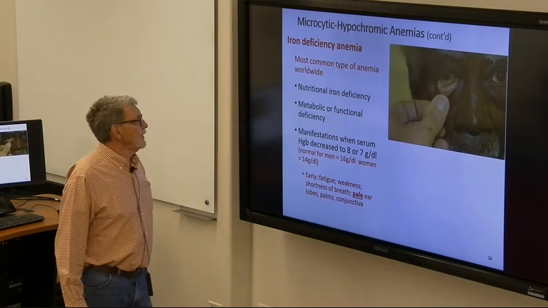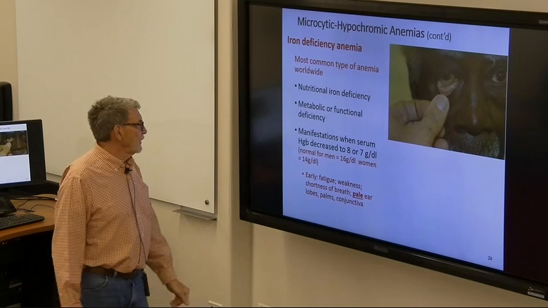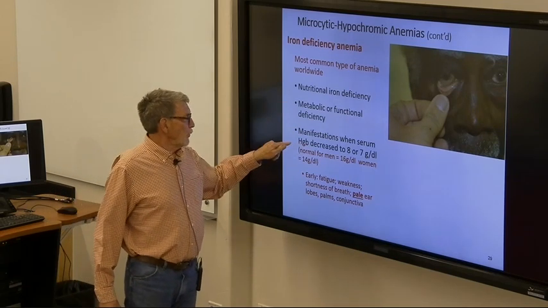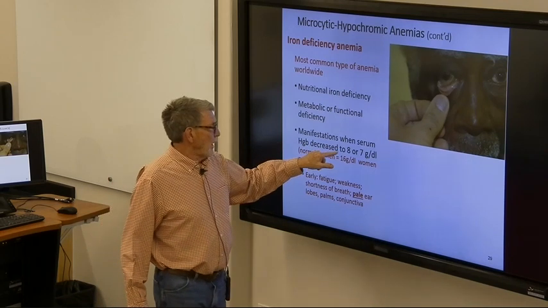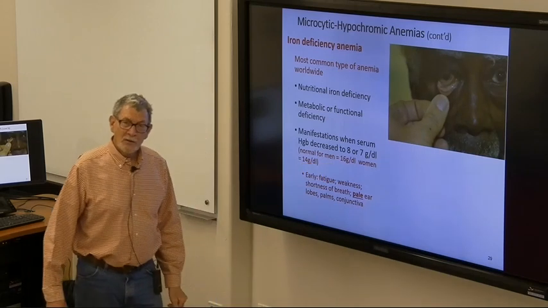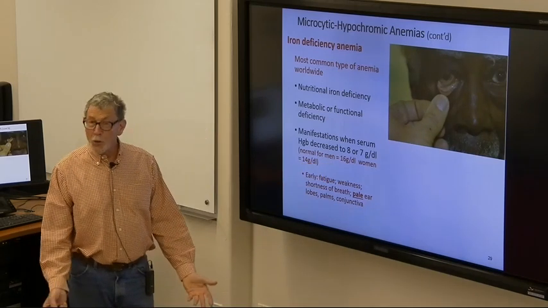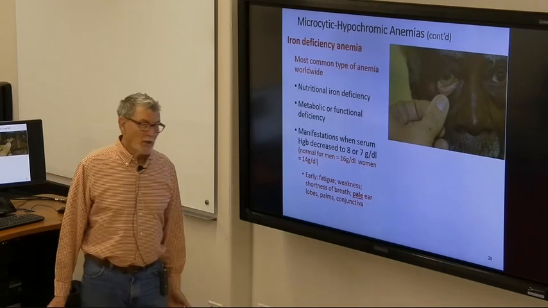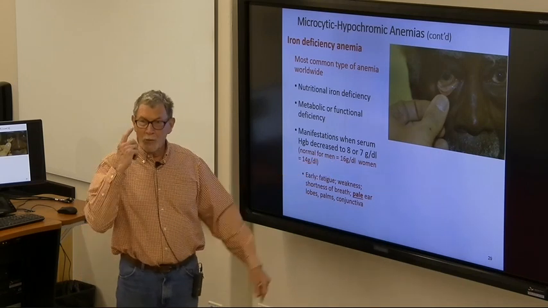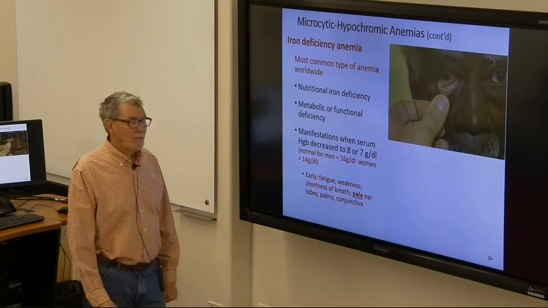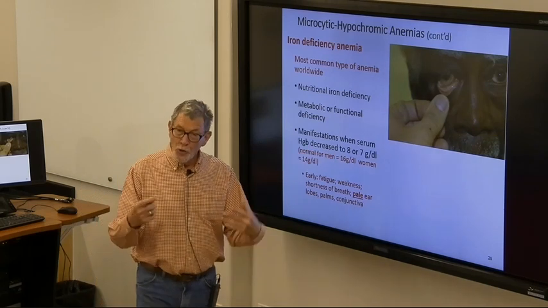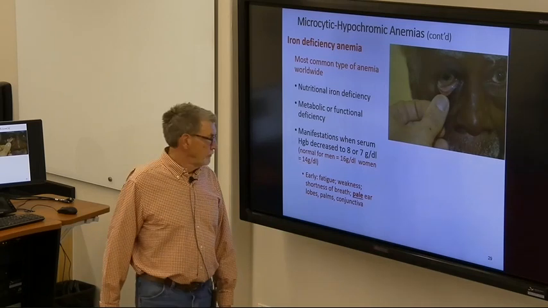Nutritional iron deficiency, metabolic problems dealing with it. When your iron drops to the point where your hemoglobin drops down to about half what it's supposed to be, you are in hemoglobin deficiency, probably iron deficiency. Normal hemoglobin for men is about 16 grams for every deciliter of blood. Women, it's about 14. If it drops to half of that, you are in deficiency.